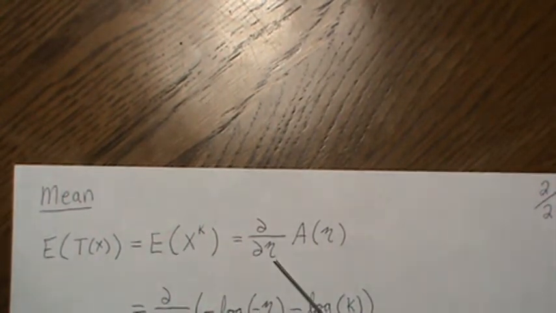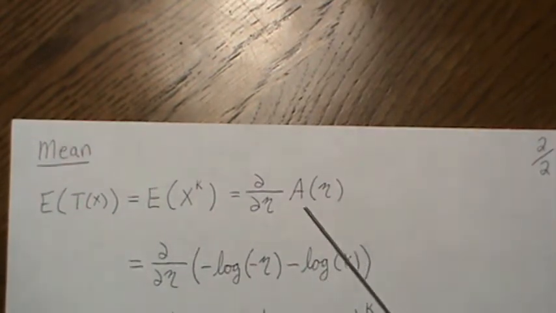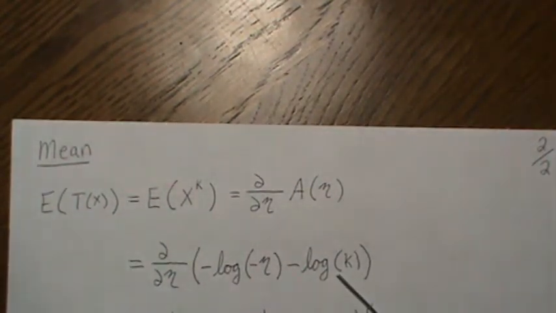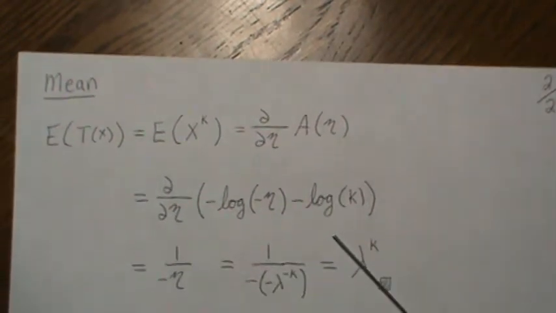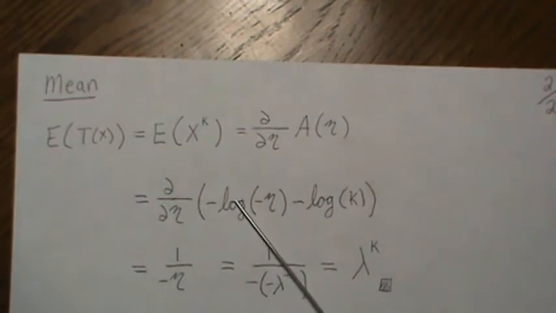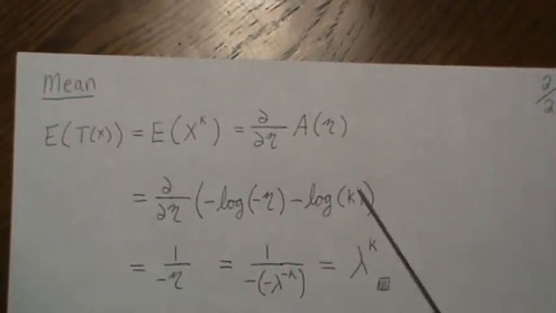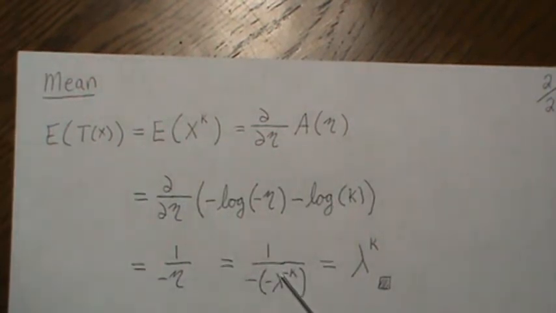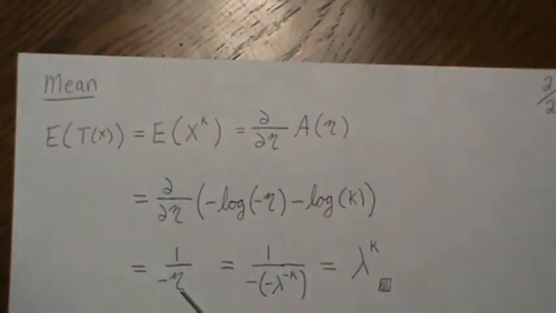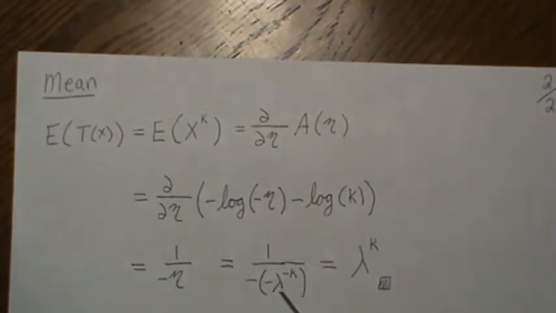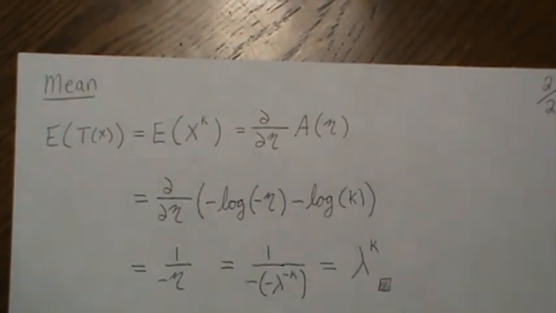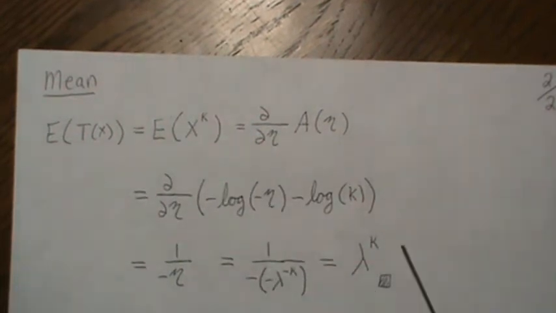And that mean, by the theory of exponential family, is just the derivative of the log partition with respect to eta. Now we put in the value of the log partition. Now we start taking derivatives. So this is minus 1 over minus eta times the derivative of this, which is minus 1. So those, we just get this. And this is constant with respect to eta, so it's 0. Now we plug in what we know about eta, which is minus lambda to the minus k, solve it, and we get lambda to the k. So that's the mean of x to the k, is lambda to the k.